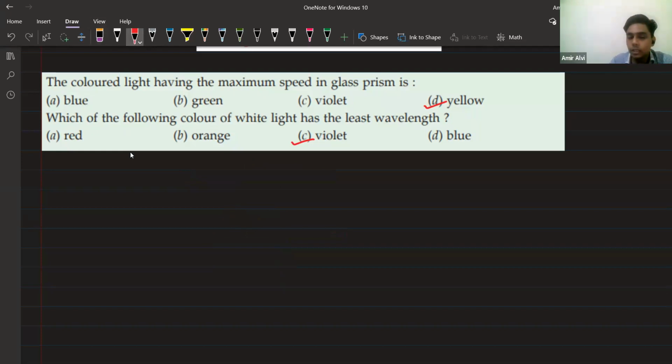Clear, Zainab, Junaid and Mariam? Yes, sir. These kinds of questions will be there in the exams for MCQ in this topic. Got it? Yes, sir.